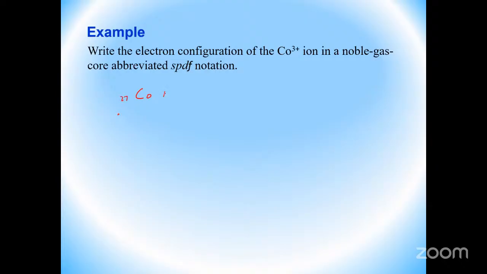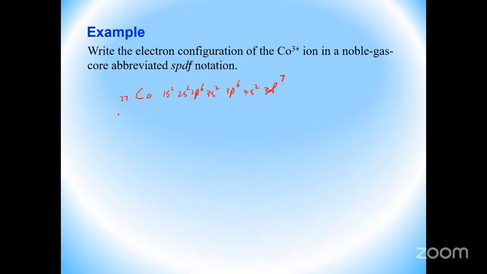So 1s2, 2s2, 2p6, 3s2, 3p6, 4s2, and then 3d7. All right, so that would be the electronic configuration of the cobalt atom. So to get from the atom to the cobalt 3 plus ion, we have to remove 3 electrons.